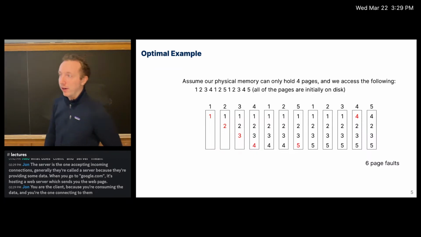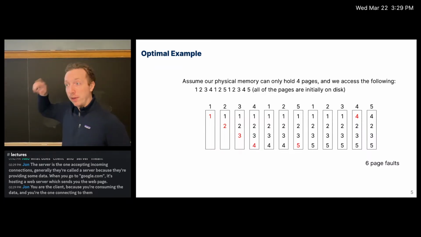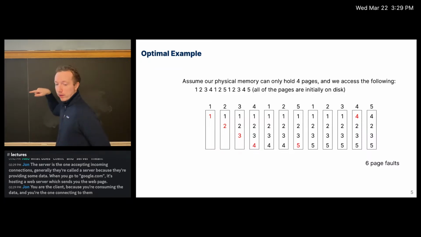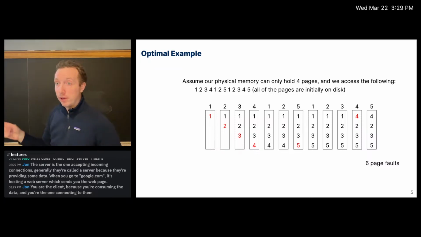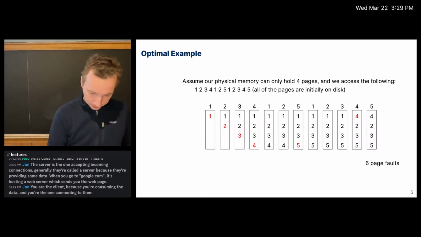So here, our goal is just to count the number of page faults. In this case, that makes it really easy. You just count the number of red numbers. So for this sequence, with this algorithm, there are 6 page faults. We can remember that because we'll very shortly make very poor decisions.